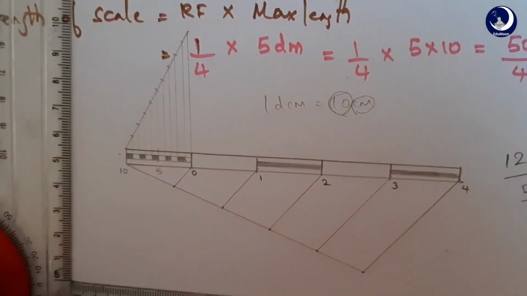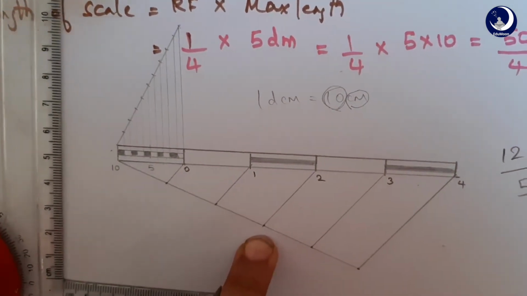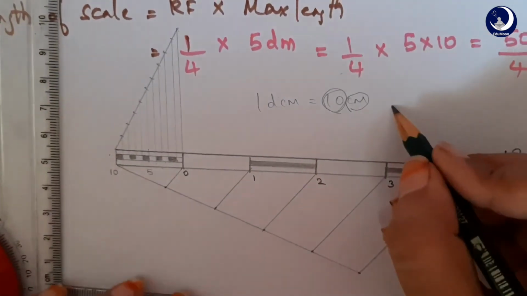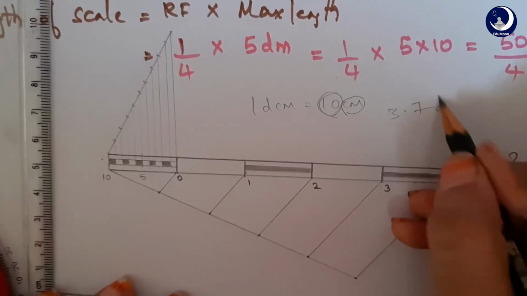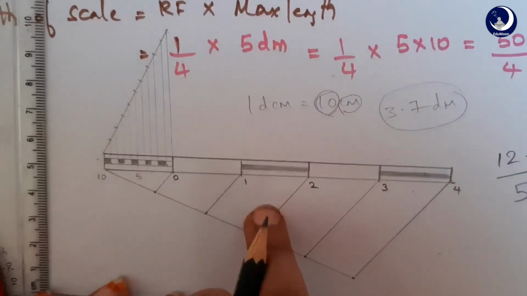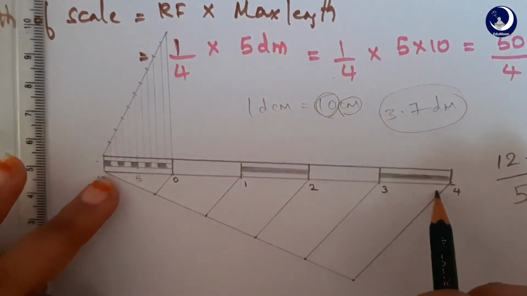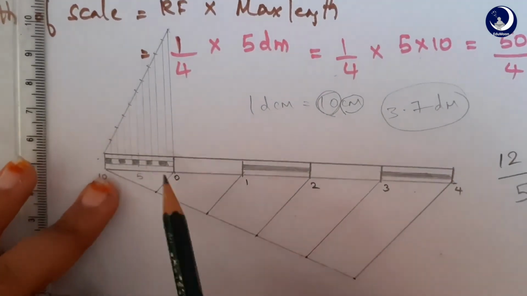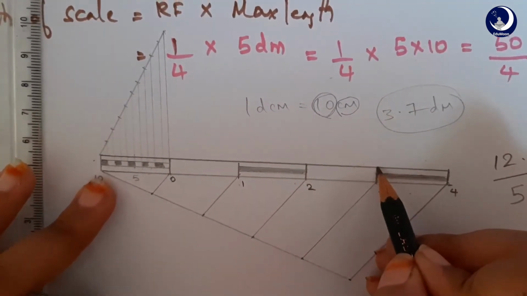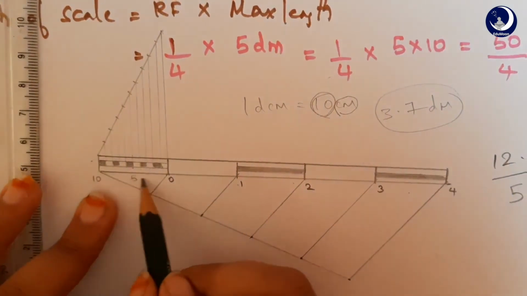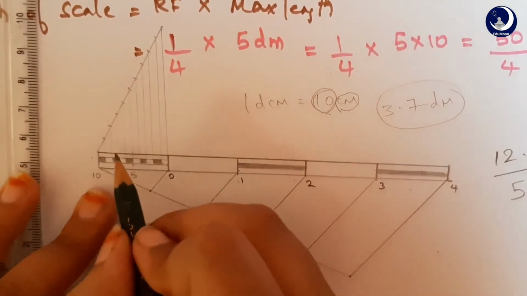So if the question now asks to locate any measurement, let us say 3.7 decimeter, how we are going to do that on this scale is, the main measurement is decimeter. So that is 3 decimeters. So that is 1, 2, 3. 3.7. So the 0.7 we are going to mark here. So that is 0 to 5, 5, 6, 7.